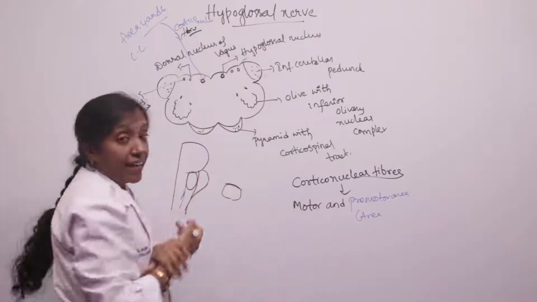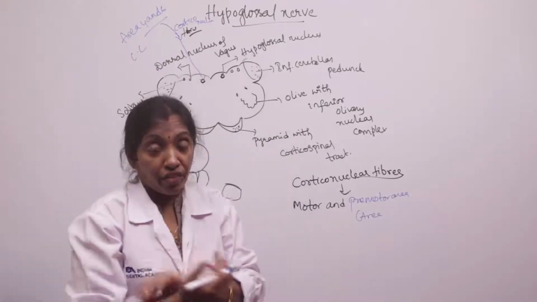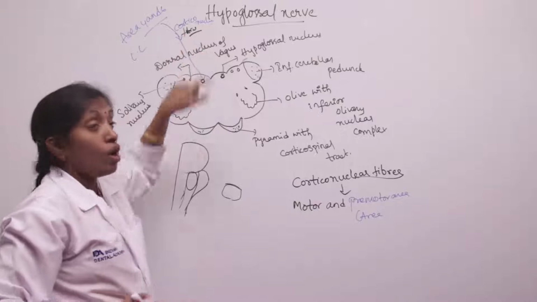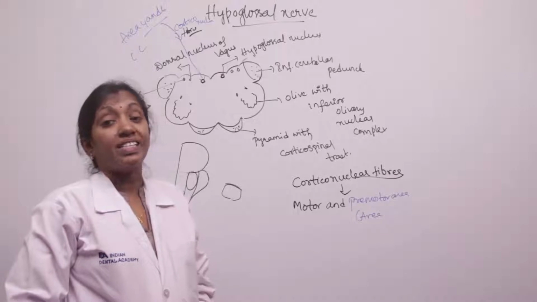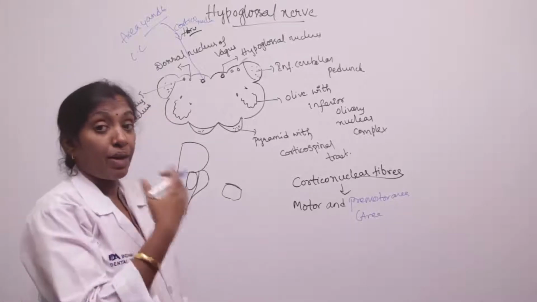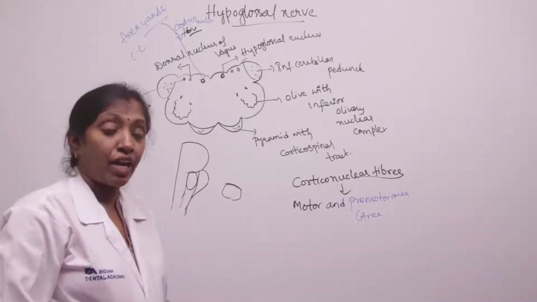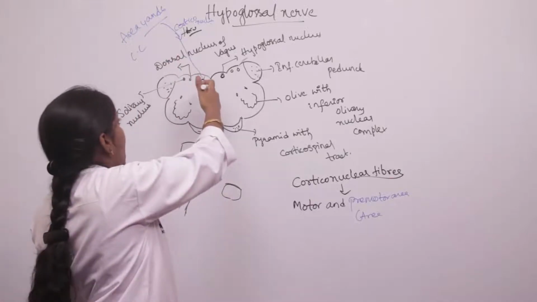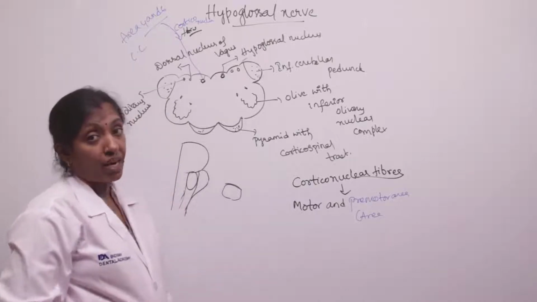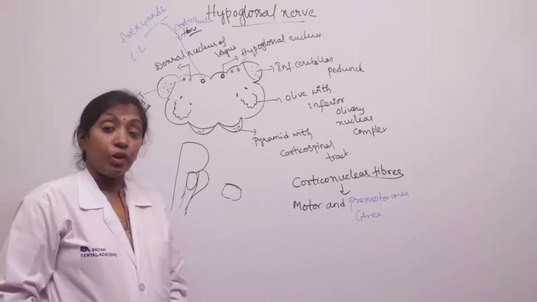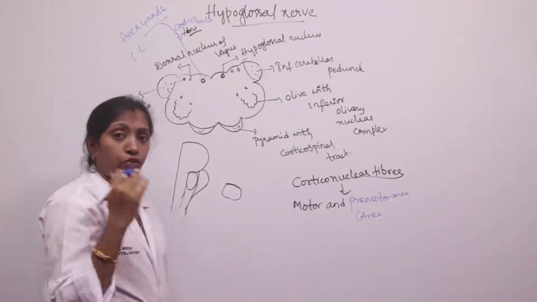Okay, so from areas 4 and 6, the motor and premotor areas in the cerebral cortex, the fibers arise and reach the hypoglossal nucleus through corticonuclear fibers, as well as from the cerebellum, from the nucleus intercalatus. The hypoglossal nucleus receives fibers from the cerebral cortex areas 4 and 6, and from the cerebellum via the nucleus intercalatus.